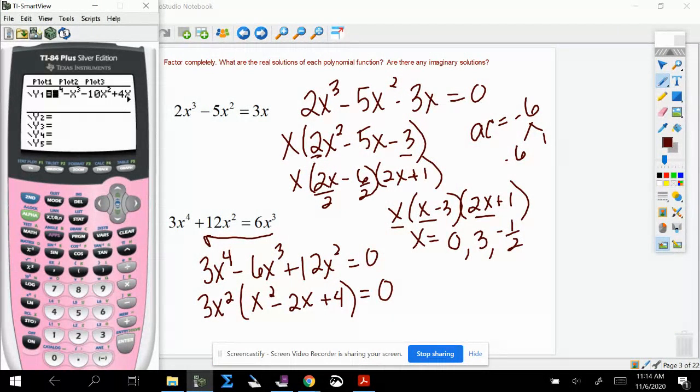So I want to take this piece that's in parentheses. I want to go to y equals. I'm going to get rid of whatever was in there from a previous lesson, and I'm going to type in x squared minus 2x plus 4 and hit graph. And this is what you see. You see your parabola. You see part of it at least.